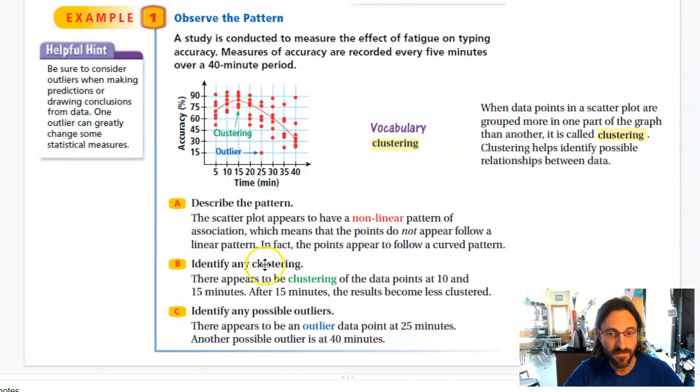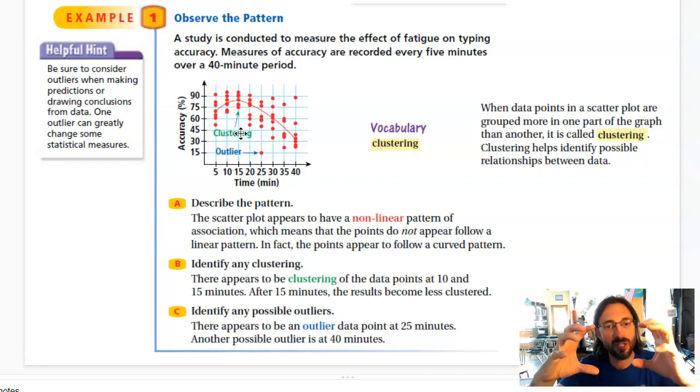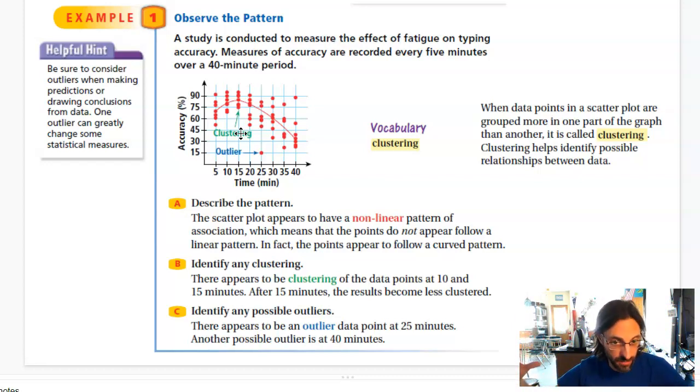Identify any clustering. There appears to be clustering. At every 5-minute mark, there definitely seems to be more clustering. Now at the 25, there's an outlier. After 15 minutes, notice how the data spreads out. Right between 10 and 15, the data's really close together. It's clustered together. But as you move further away from it, the data points get wider and wider apart, and you can see the data is getting less clustered.